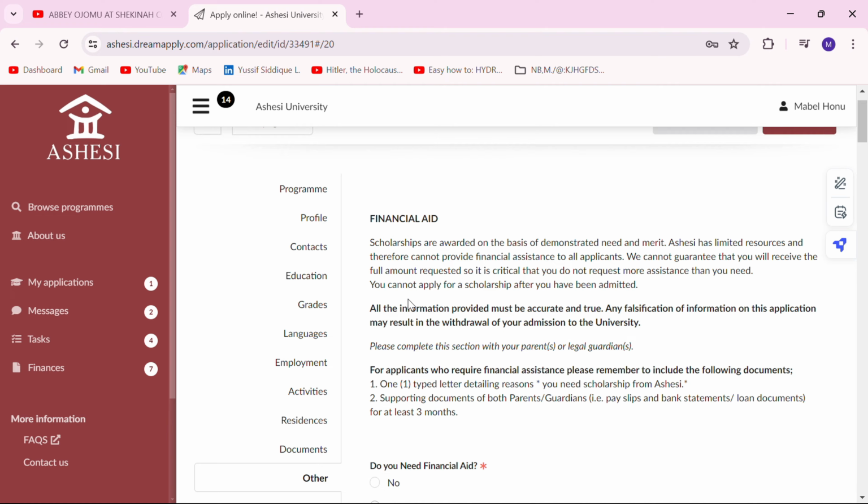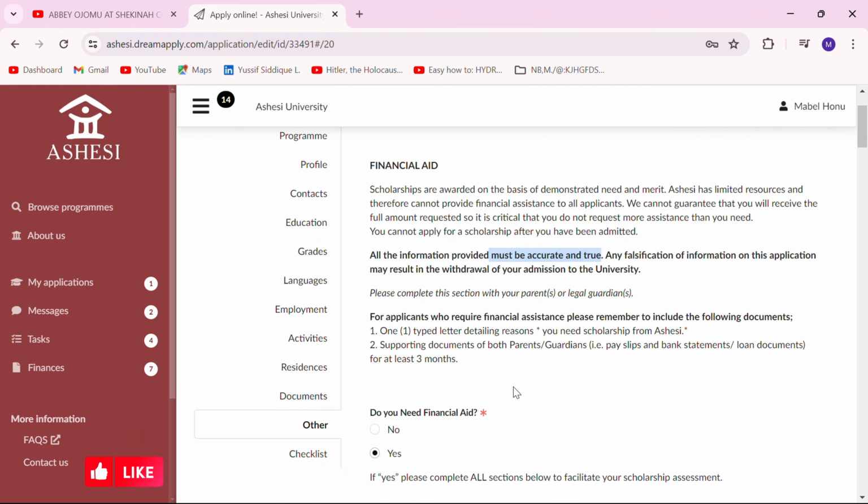Note that in applying for the scholarship, the details that you need to put in here must be accurate and true. This is very, very important because they may not even consider your application at all if they find out that some of the information you've put in here is inaccurate. And I will guarantee you that Ashesi has its own way of finding out the accuracy of the information you put in here. So just be honest, put in the right information. Do not falsify anything, as that may actually go against your application.